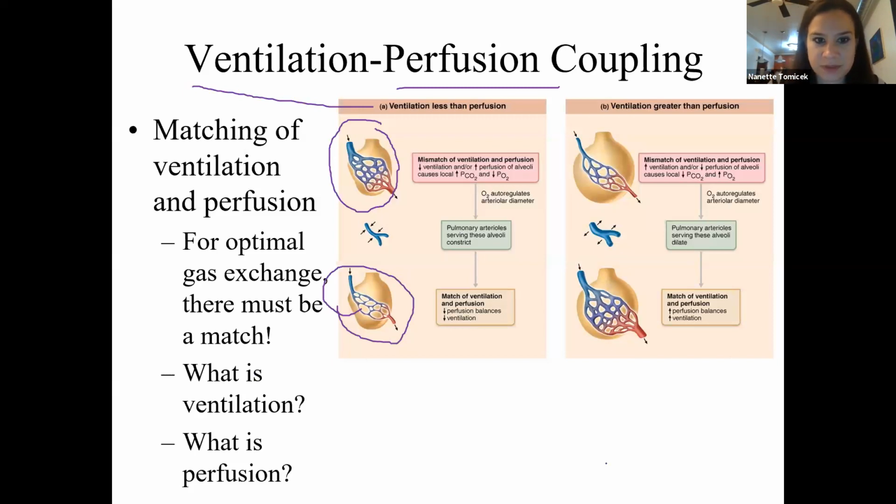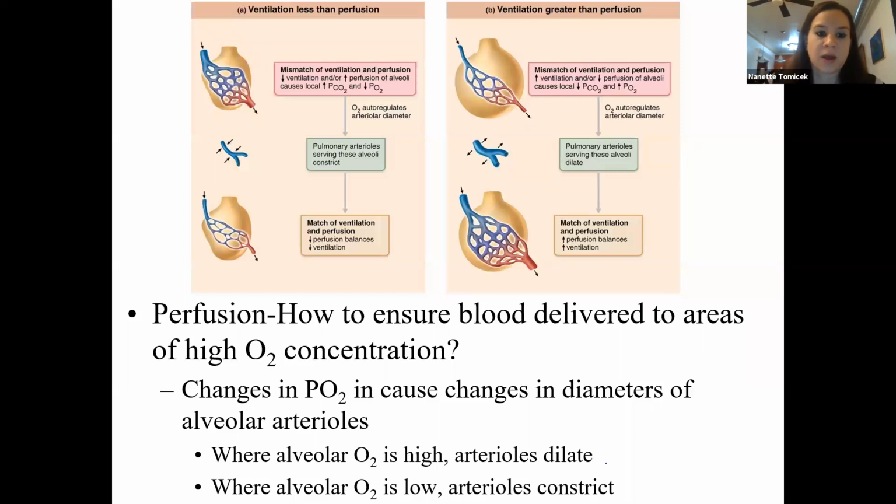Okay, so let's take a look first at perfusion. So perfusion is primarily driven by oxygen concentration. So we need to make sure that blood is delivered, right, to areas of high O2 concentration in the lung. So we need to make sure that our arterioles are opened up big enough in the lung so that we can get as much oxygen to diffuse into those capillary beds as possible.